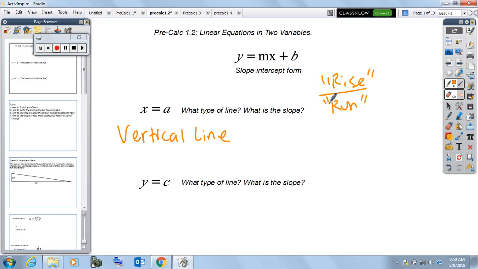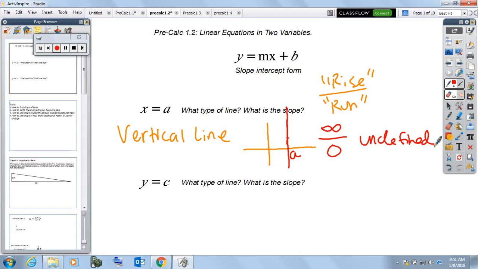Let's make a quick makeshift graph right here. So let's say this is the value of x equals a. What's my rise? My rise goes on up into infinity. What's my run? It goes nowhere. So how are we going to have anything divided by 0? Obviously that becomes an issue in an example like this. That's why we have an undefined slope that we are dealing with.